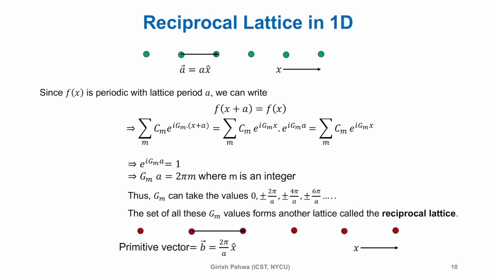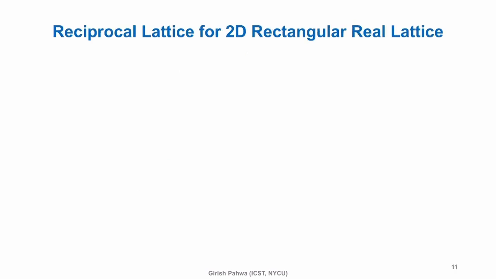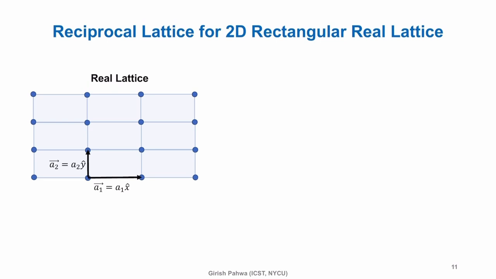Let's take an example of 2D. So the reciprocal lattice for a 2D rectangular real lattice. So my original lattice is rectangular, not 1D. It's in 2D. It looks like this. I have two primitive vectors, vector a1 and a2. a1 is a1 x cap and a2 is a2 y cap. You can obtain the reciprocal lattice of this real lattice by taking the reciprocals of their respective directions.